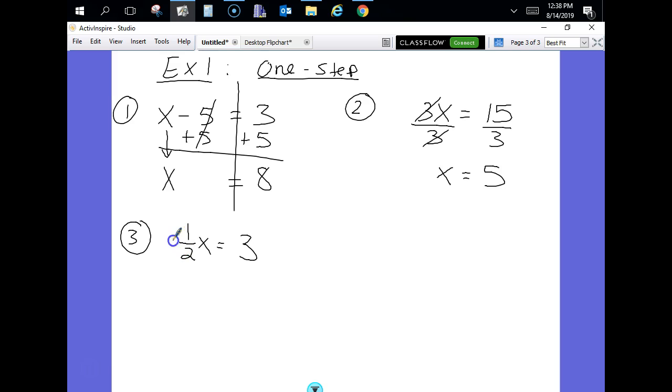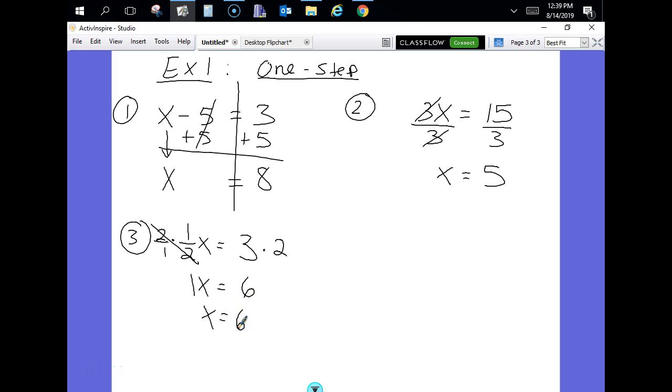We're going to multiply this side by 2, and we're going to multiply this side by 2, right? Now this 2, you can think of that as 2 over 1, right? And what do you do when you have a 2 on the top and bottom? And so we're left with 1x equals 6. And 1 times x, do we really need the 1? No. So the answer is 6.